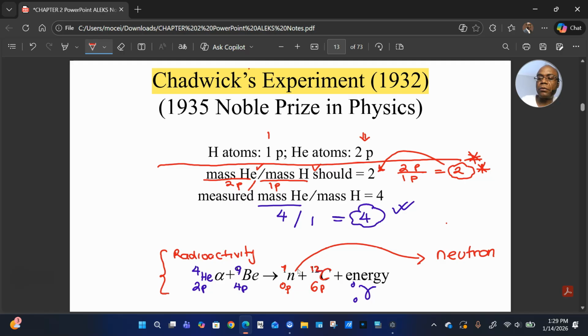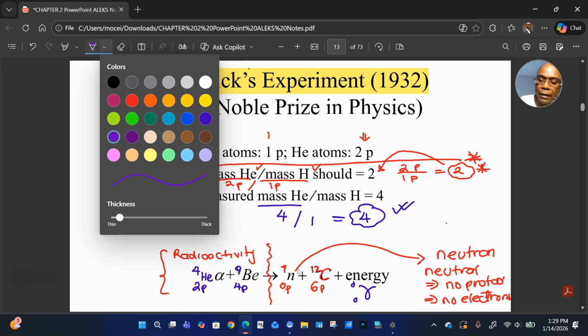He called it a neutron. It's neutral. Why? It has no protons. And of course, it has no electrons. Those two subatomic particles have charges. Protons are positive, electrons are negative. However, this neutron particle, this new particle, has a mass of 1. And it was important for it to have a mass of 1 so that we conserve the mass.